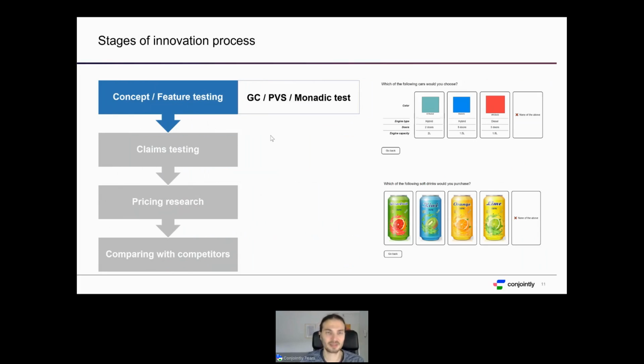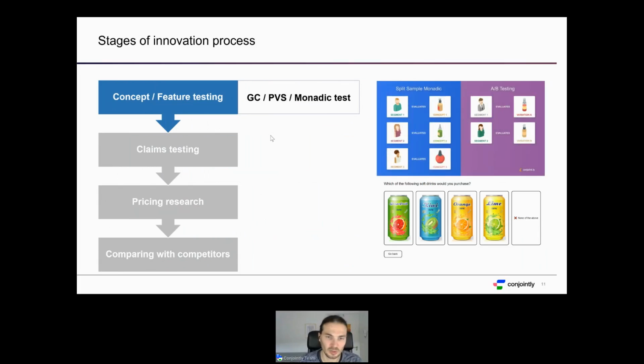And the monadic test is nothing more than asking questions about single items. As you can see in both the example at the top and at the bottom, we're showing you multiple options. With a monadic test, we show you one option. We show you, for example, the grapefruit soda. What do you like? What don't you like? How much are you willing to pay for this? And so on. That's a monadic design.